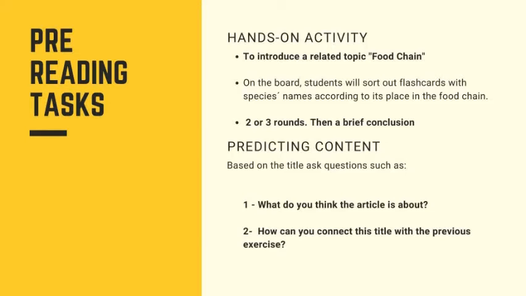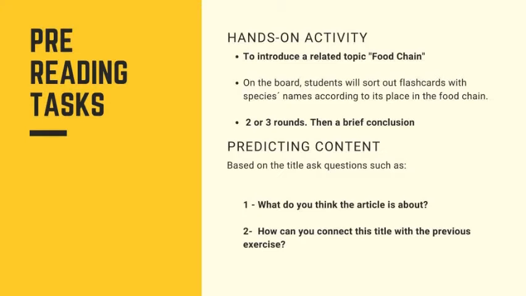If there are no flashcards available, this activity can easily be done by writing the species names on the board. And moving on. After 2 or 3 rounds, the teacher will ask them why they think the human being is on the top of the food chain. So the idea is that if we put their previous knowledge in motion, they will be more receptive to the ideas presented by the text.